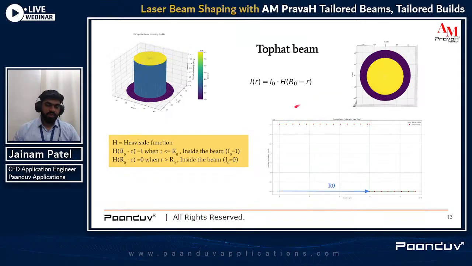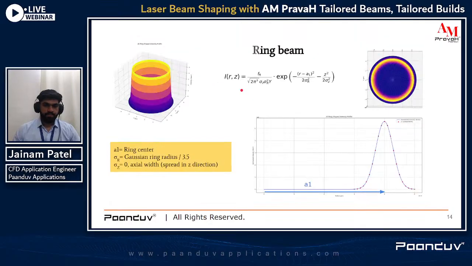The third one is the top hat beam. In the top hat beam, within a specific radius, it has an equal amount of energy density, so its shape actually looks like a top hat. The fourth one is the ring beam. In the ring beam, we can clearly see it looks like a ring shape, and from a specific radius from the center there is a Gaussian profile. When we revolve this part, it creates the ring shape.